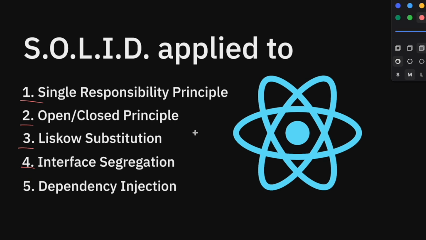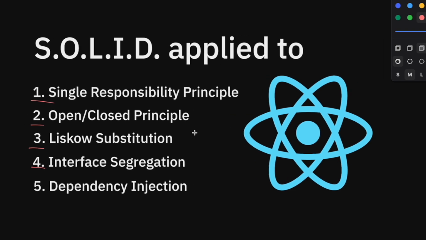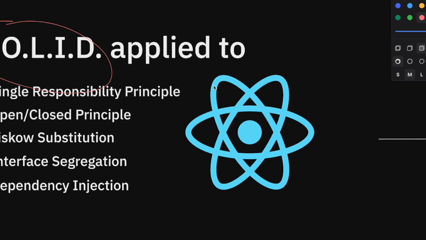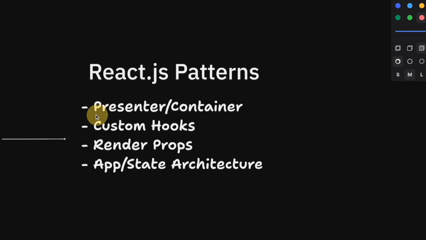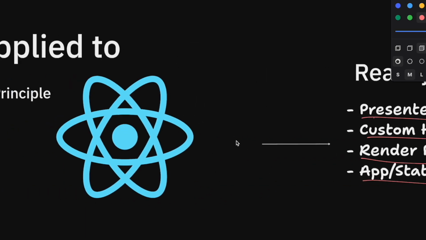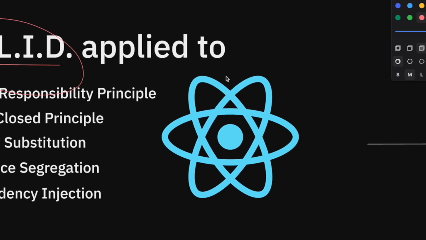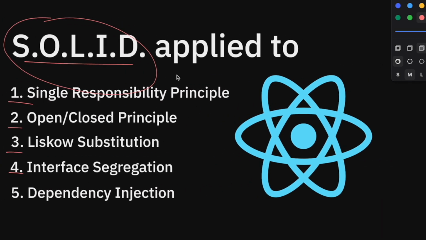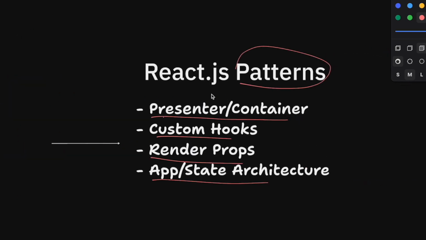And you can use those examples either to refactor the code you are working on or as an answer to interview questions if you get one. As we apply those principles to a React code base, what you'll actually see is that we also come up with different React.js patterns like the presenter container, custom hooks, render props, and app state architecture. And this is a good sign because it means that by applying these timeless principles, you can actually come up with patterns. So we kind of kill 2 birds with one stone, because you get to learn both the SOLID principles and common patterns to apply to a React.js code base.